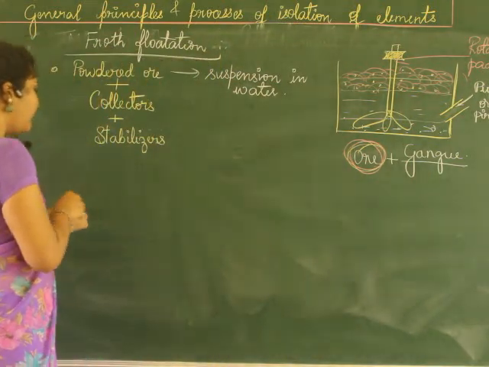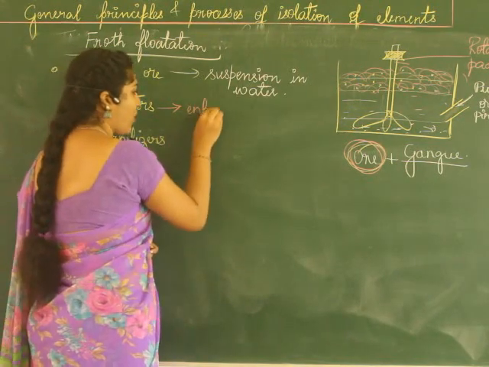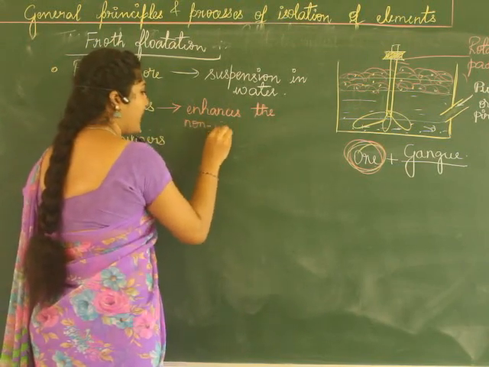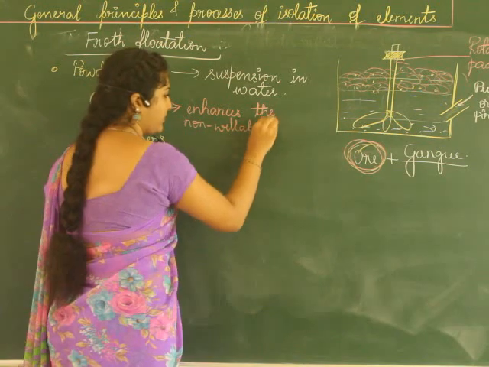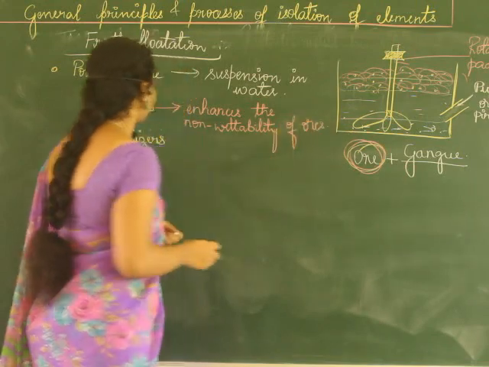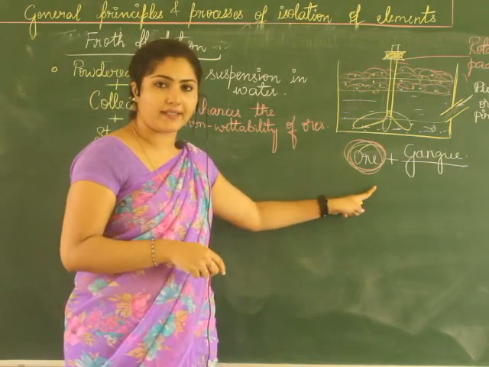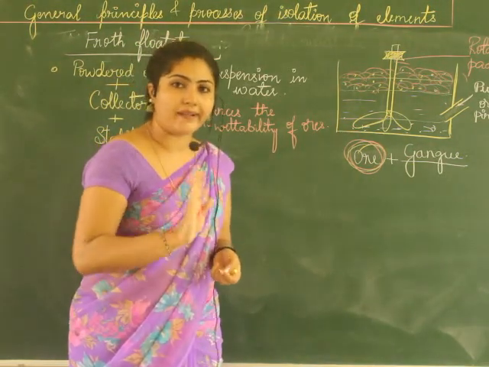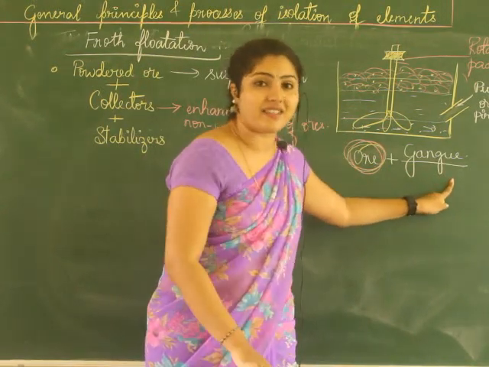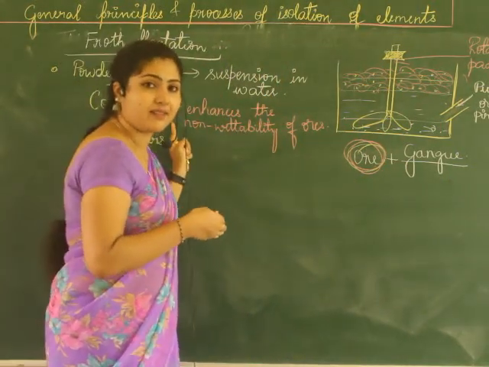Here the role of collectors is that they enhance or increase the non-wettability of ores. What happens now? Collectors will tell the ore particle, see, you don't get mixed up with water. Let the gangue particle get mixed up with water so that it settles down. But you get mixed up with me, in the sense with collectors like oil.